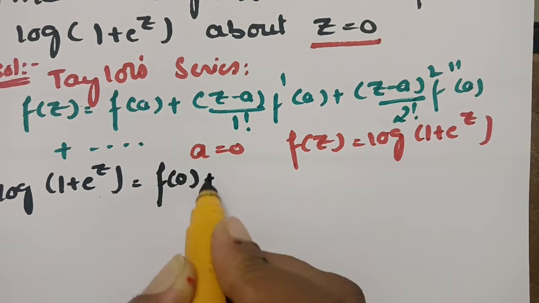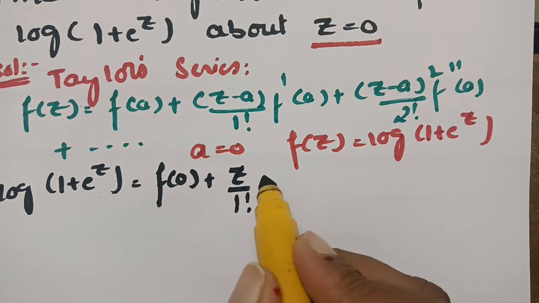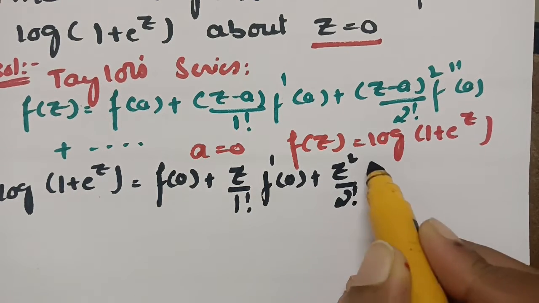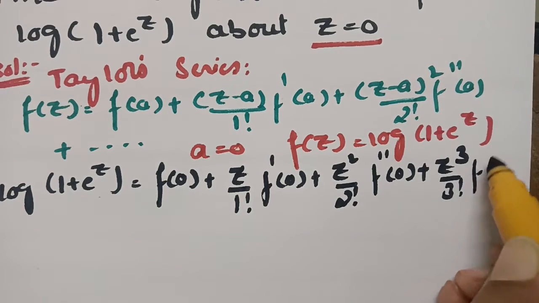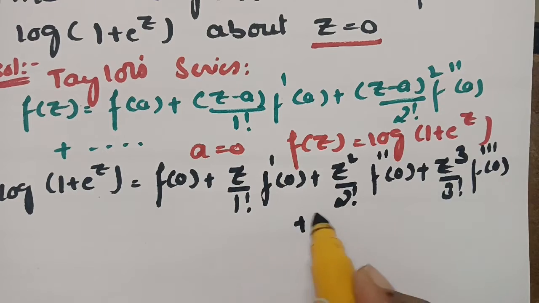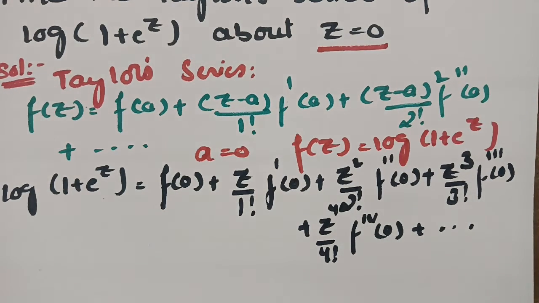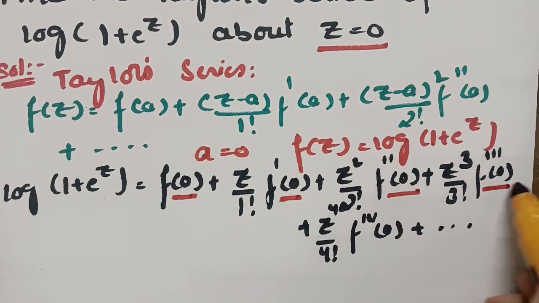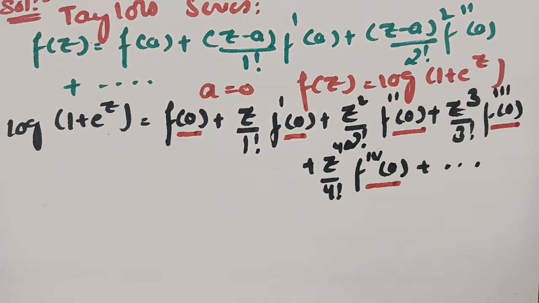So this will be f of 0 plus z minus 0, which is again z, by 1 factorial into f dash of 0. And next, z square by 2 factorial into f double dash of 0, then z cube by 3 factorial into f triple dash of 0, plus z power 4 by 4 factorial into the fourth derivative of 0, and so on. Now we need the values of f of 0, f dash of 0, f double dash of 0, f triple dash of 0, and the fourth derivative of 0. Now we have to find those.